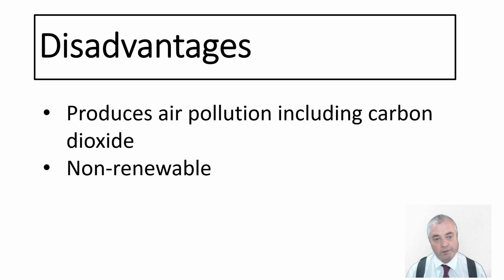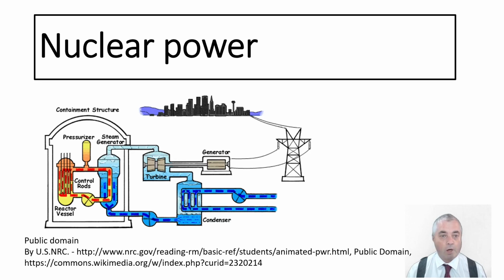What are the disadvantages? Well, the main disadvantages are that it produces air pollution and it also produces carbon dioxide, which contributes to global warming. So it's not good for climate change. And also, it's non-renewable. So eventually the fossil fuels, coal, oil and gas, are going to run out. So what are the alternatives?